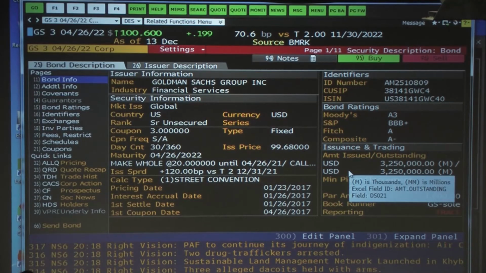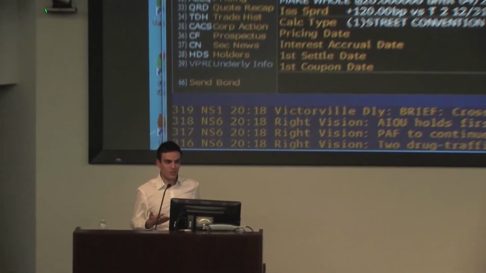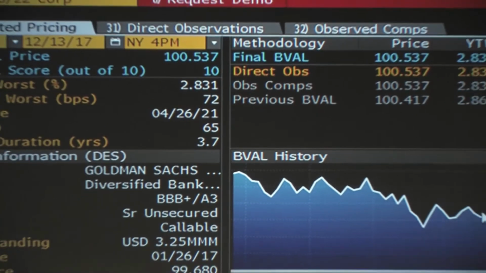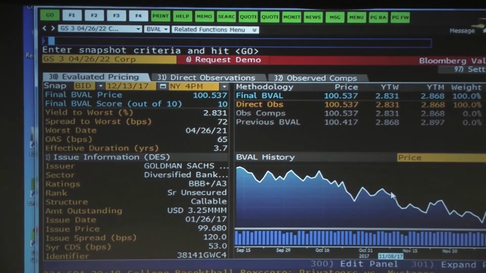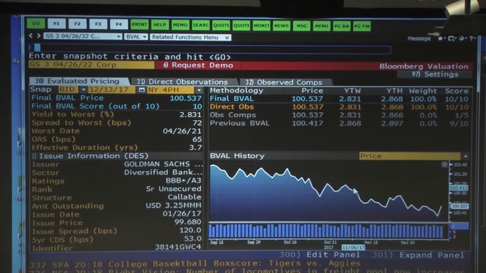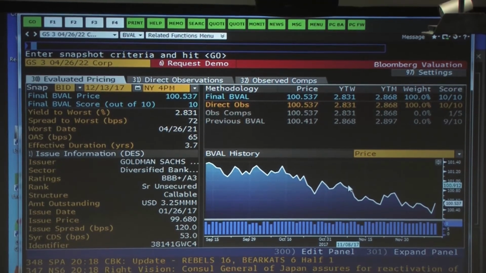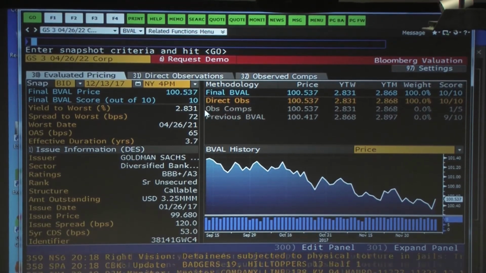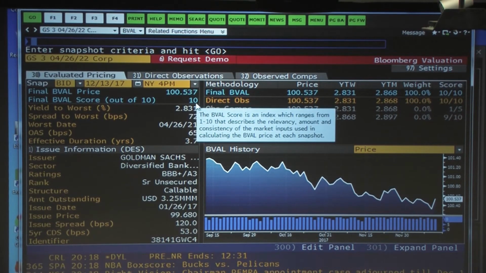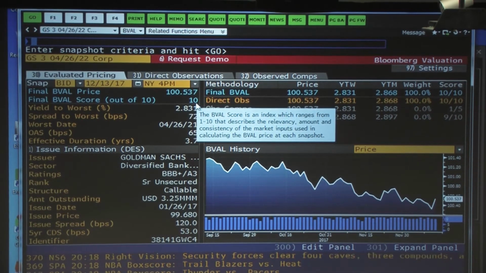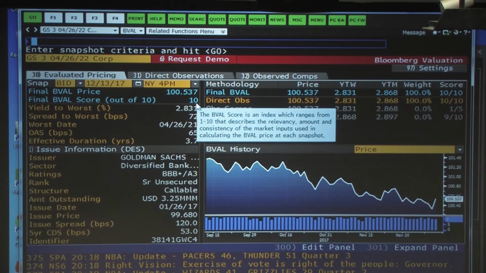So remember how I said Bloomberg was created to bring transparency to the bond markets. Let's look at the main function Bloomberg uses to evaluate a bond. It's called BVAL, Bloomberg valuation. Bloomberg valuation has their own metrics to evaluate a bond, and they have a scale of 0 to 10. We can see this bond right here has a BVAL score of 10. So it means it's a very good bond. It's something that Bloomberg thinks is trustworthy. This company is going to make its payments over all the years.